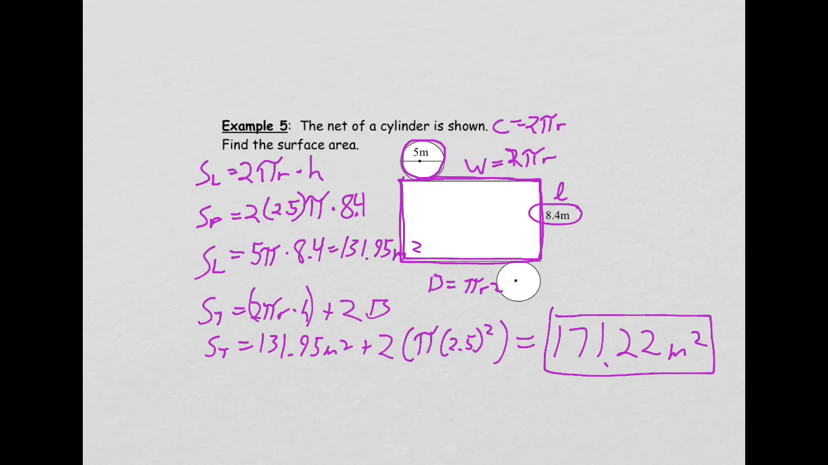Yeah, it's kind of a lot of work, but really all you have to do is find R and find H. R is 2.5 and H is 8.4. After that, all it is plugging all of that stuff into the formula.